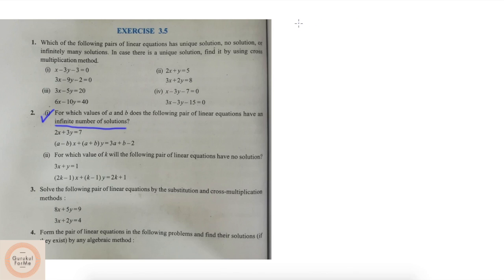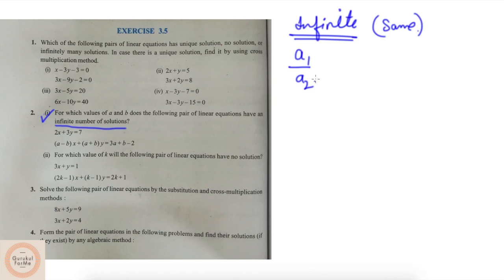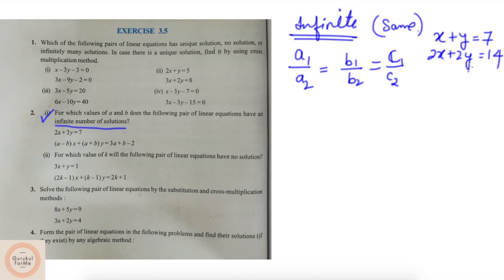If you need an infinite number of solutions, both the equations have to be the same. If both the equations have to be the same, you have to know that a1 by a2 is equal to b1 by b2 is equal to c1 by c2. Again, going back to the example, x plus y is equal to 7, 2x plus 2y is equal to 14. Is a1 by a2, b1 by b2 and c1 by c2 the same? Yes, and that's the reason why it is nothing but the same equation.